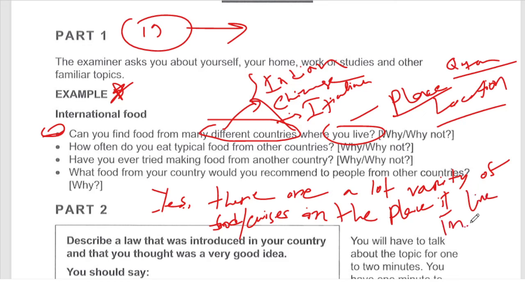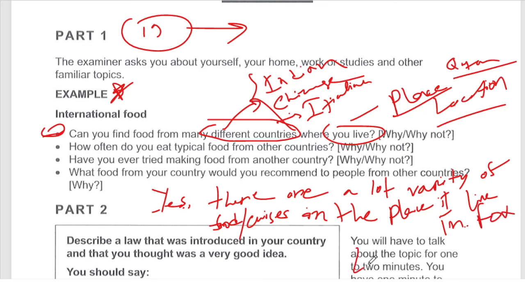In the place I live in. Then your direct answer is completed. Yes, there is a lot of variety of cuisine in the place I live in. Then you want to give some info or reason. Then you want to say what types of food you can find there. Then you can give some example.